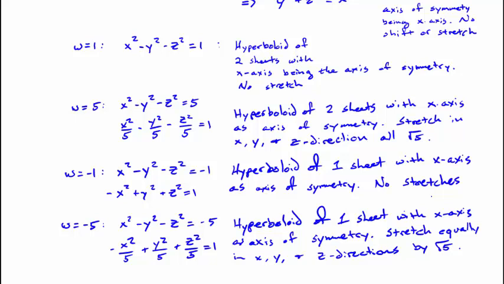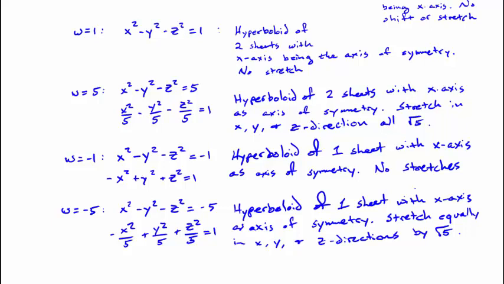If w equals -5, we get x squared minus y squared minus z squared equals -5. Moving the -5 to the other side, I get negative x squared over 5 plus y squared over 5 plus z squared over 5 equals 1. This gives us a hyperboloid of 1 sheet with the x-axis as the axis of symmetry. The stretch is now equally in the x, y, and z directions, all by the square root of 5. So this should give us some idea of what's going on.